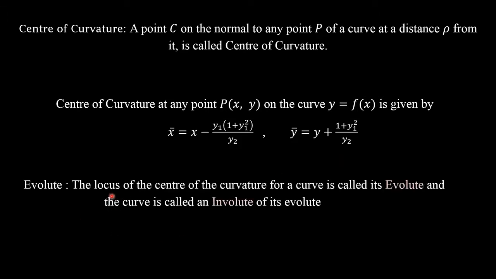Evolute is nothing but the locus of the center of curvature for a curve. That is, it is the curve which is obtained by joining the center of curvature at every point of the given curve. And the curve which generates the evolute is called involute. Let me explain it graphically.